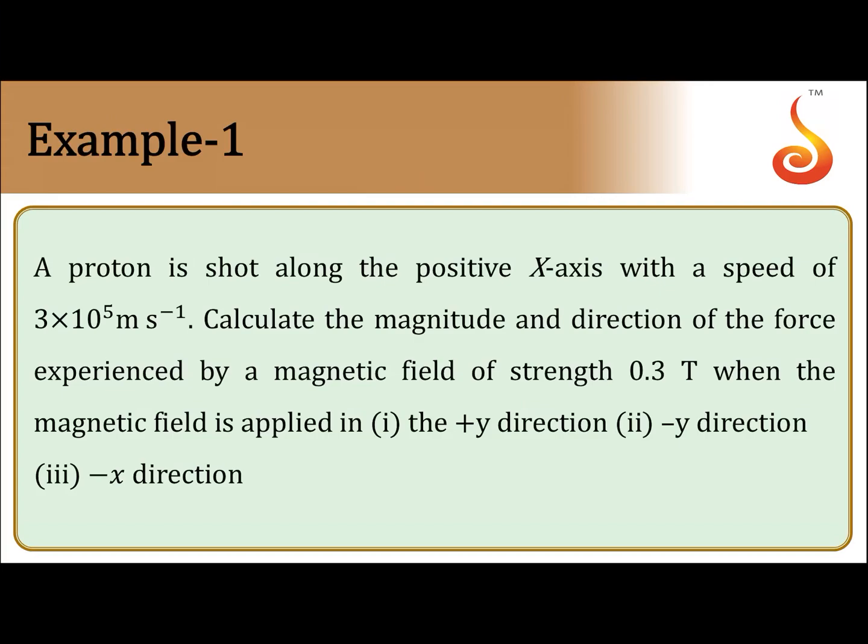Example number 1. A proton is shot along the positive x-axis with a speed of 3 into 10 to the power 5 meter per second. Calculate the magnitude and direction of the force experienced by a charge if a magnetic field of strength 0.3 Tesla is applied in positive y direction, negative y direction, and negative x direction. So in the three cases, we have to find the magnitude and direction of force experienced by the proton.